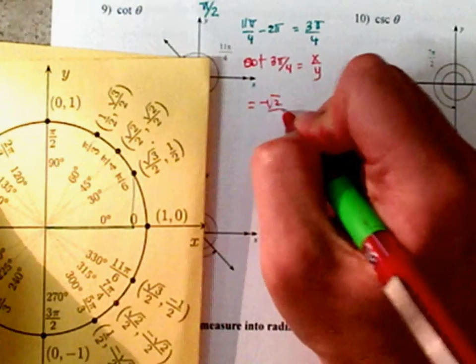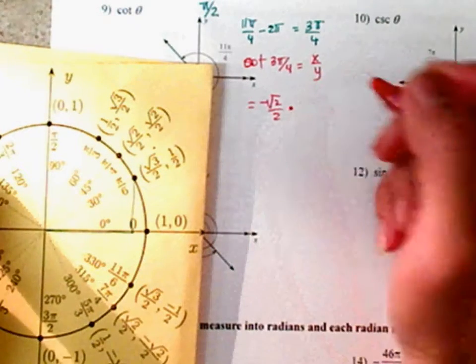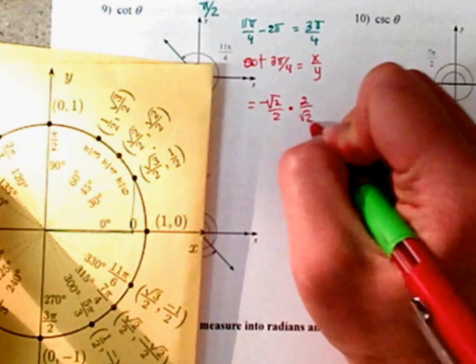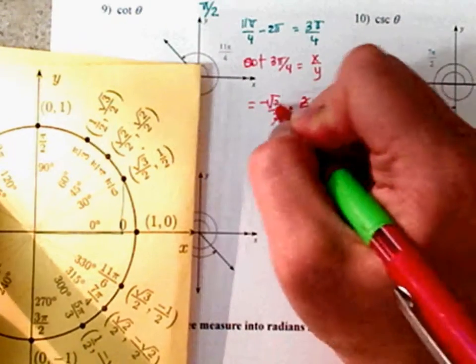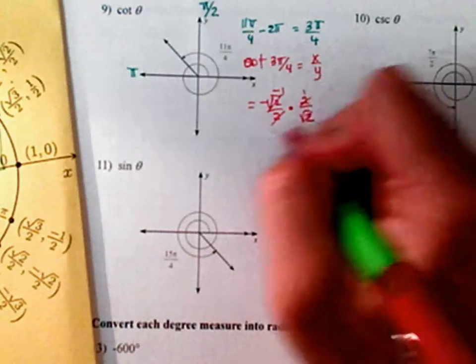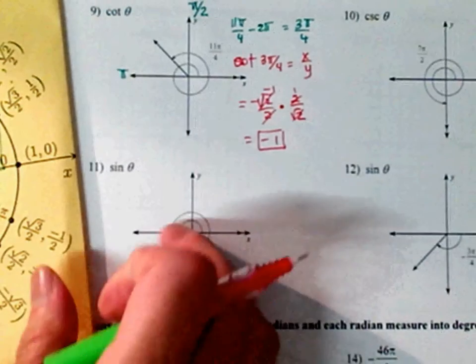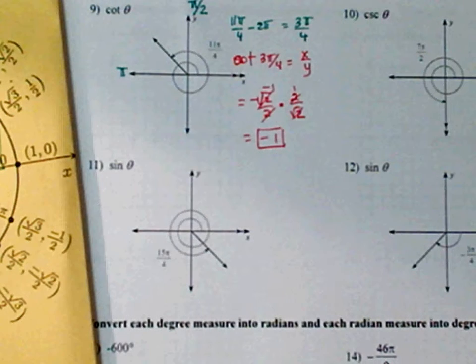Negative square root of 2 over 2, okay, divided by y. I'm going to go ahead and take the reciprocal, so 2 over square root of 2. These guys reduce, and these guys reduce to give you negative 1. So negative 1 times 1 comes out to be negative 1. There's your number 9.